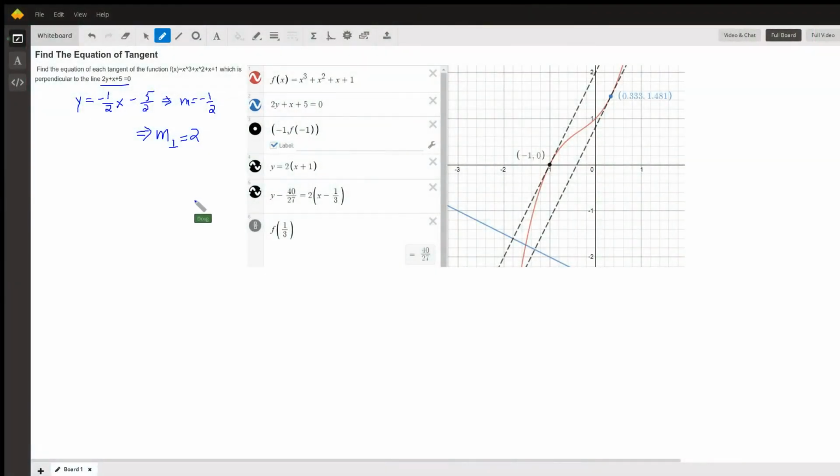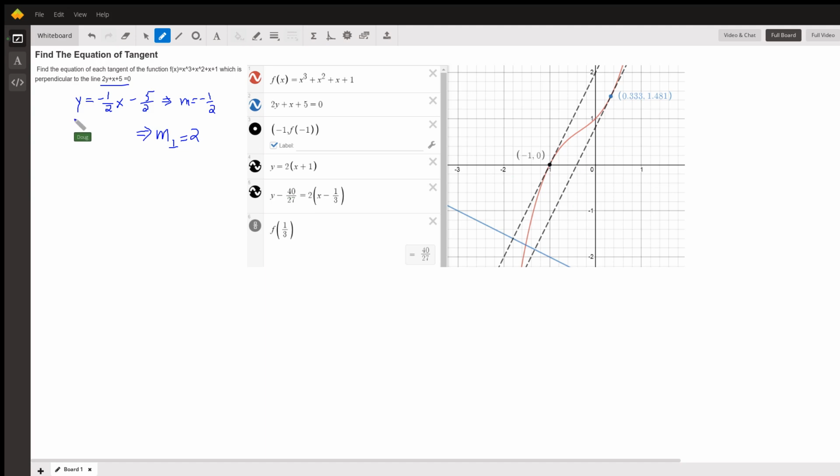Here's a picture of what's going on, just so you get the idea before we start solving the problem. The red graph is the graph of the original function, f of x. The blue line is the graph of y plus x plus 5 equals 0. And these dotted dashed lines are the lines perpendicular to the blue line that are also tangent to the original function.